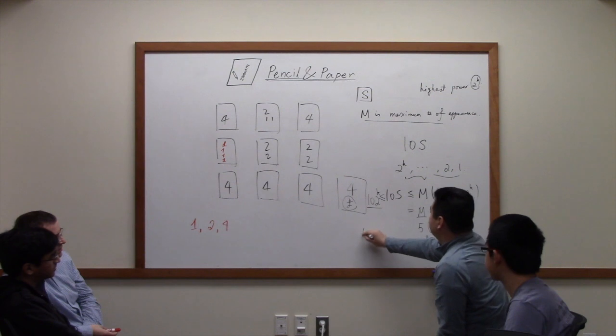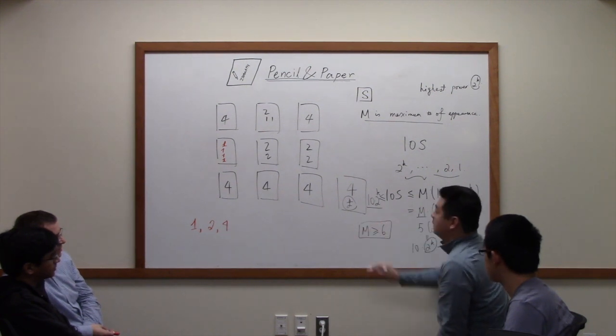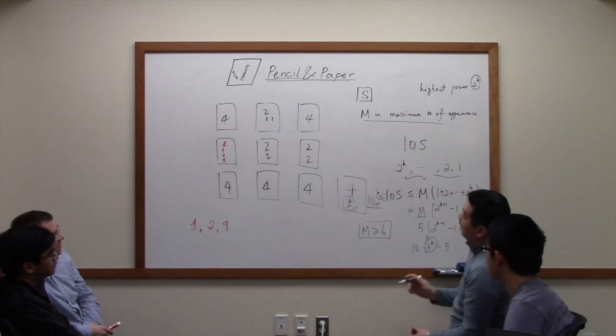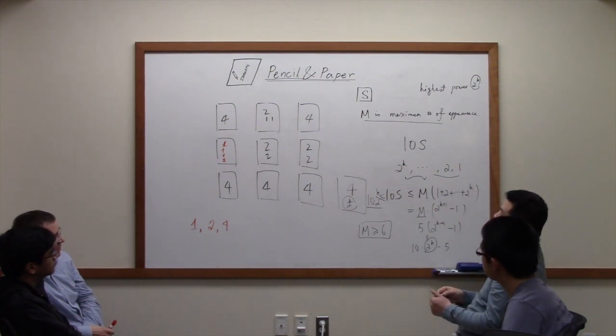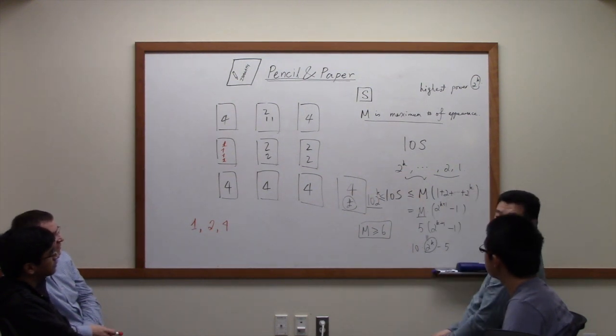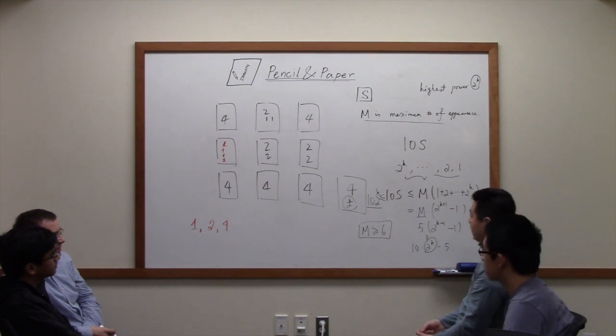So that means m has to be at least 6. And also we already found 6. I think there are other distributions too that make it work, right? So m is 6, right?